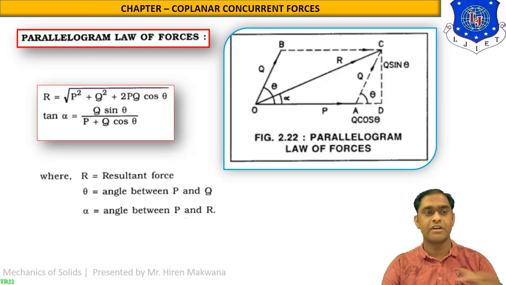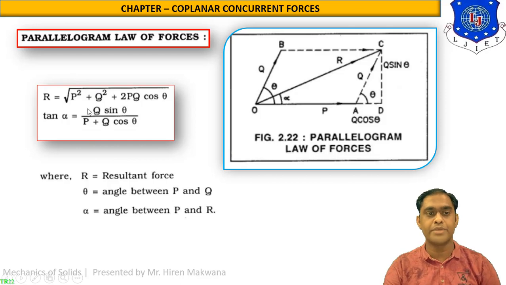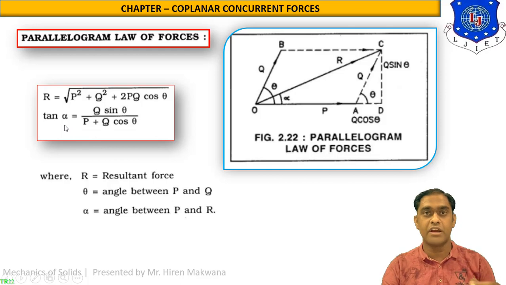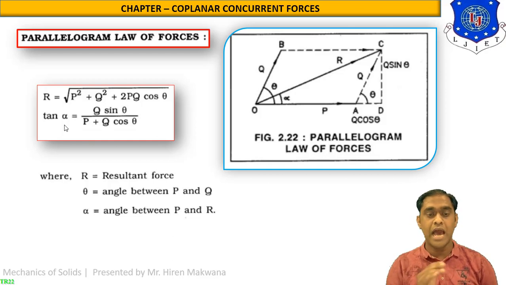Our formula is R equal to under root of P square plus Q square plus 2PQ cos theta, and to find alpha we are applying the formula tan alpha equal to Q sin theta upon P plus Q cos theta. In these formulas, R is the resultant force, theta is the angle between P and Q, where P and Q are the two given forces. P is the horizontal force and Q is the inclined force. Alpha is the angle between P and R, which is also the direction of the resultant.